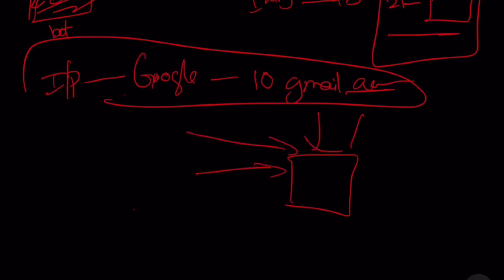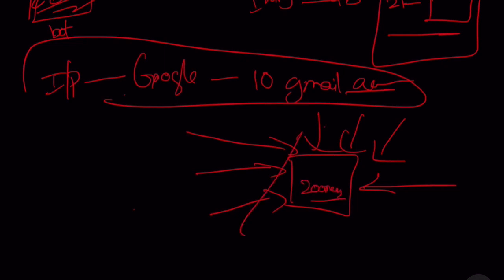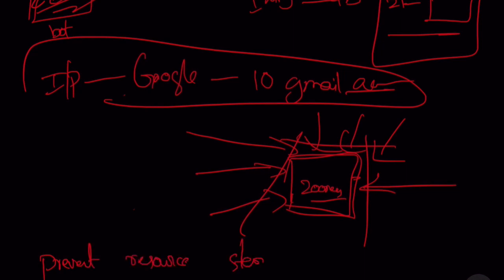Similarly, when a server is receiving too many requests, there is a maximum threshold it can hold, let's say 200 requests per day. If it crosses that, it will not allow any more requests to come in. This is also a kind of rate limiting: limiting the number of API requests our server can handle. The rate limiter is also used to prevent resource starvation.